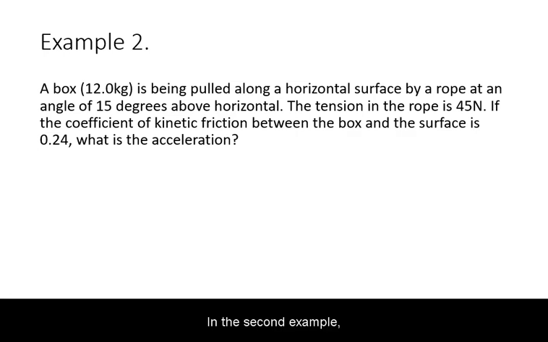In the second example, we still have a box on a level surface, this time pulled by a rope at an angle, and the coefficient of friction is known.